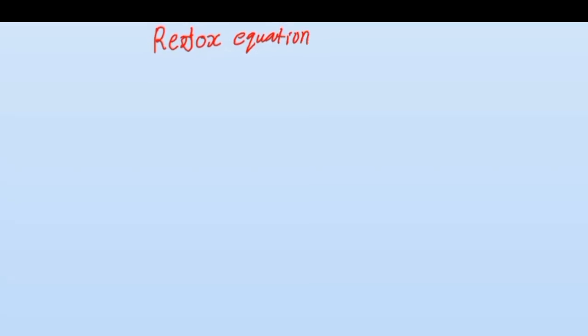How to write and balance redox equation. Writing and balancing redox equation.